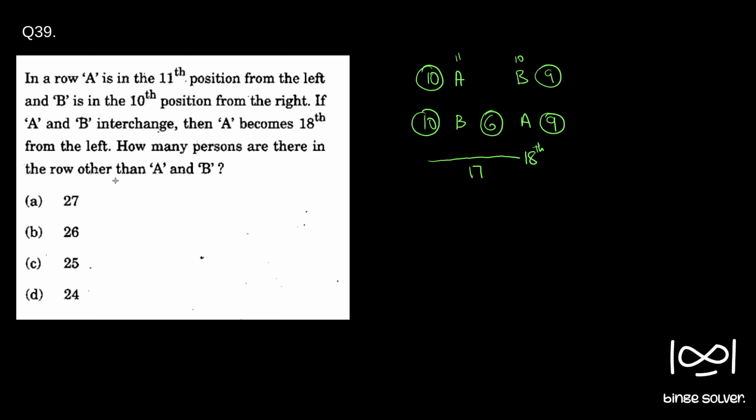How many persons are there in the row other than A and B is the question. So which is 10 plus 6 plus 9, which is 15 plus 10, 25. So the correct answer is C. Solution to 39 is C.